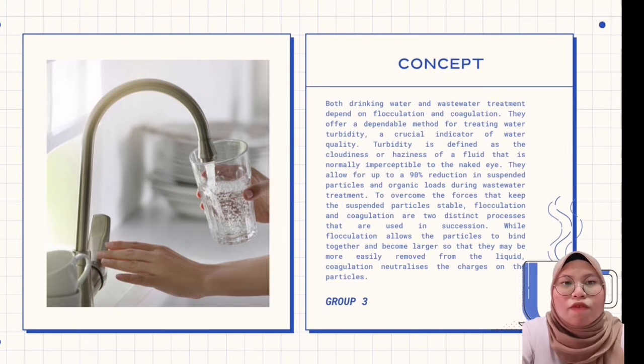To overcome the forces that keep the suspended particles stable, flocculation and coagulation are two distinct processes that are used in succession. While flocculation allows the particles to come together and become larger so that they may be more easily removed from the liquid, coagulation neutralizes the charges on the particles.